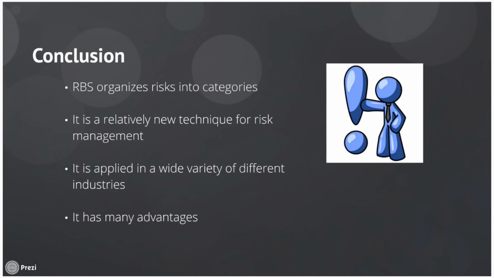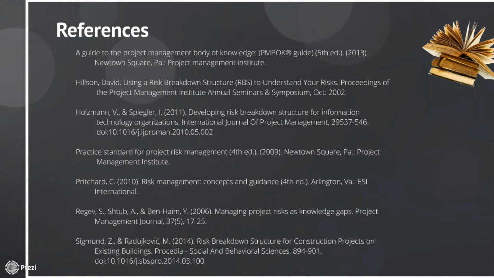Finally, since not all projects are the same, organizations wanting to use the risk breakdown structure should develop their own specialized risk breakdown structure. Either one generic one covering all the projects, or specialized ones depending on the project types. When applied in conjunction with effective risk identification and idea generation techniques, the risk breakdown structure can be a particularly powerful tool. Thank you.